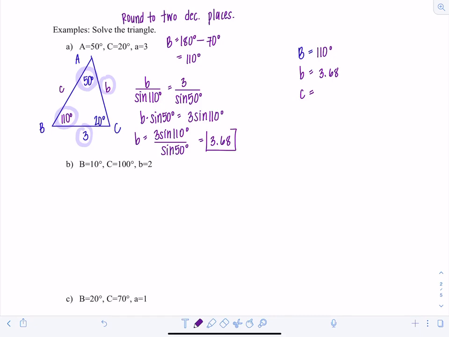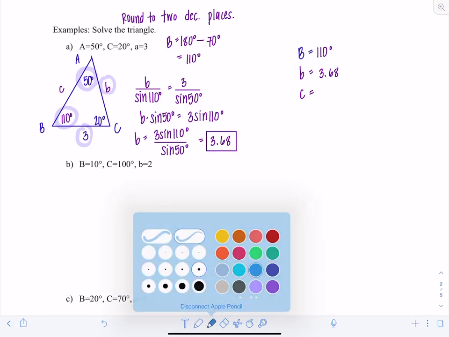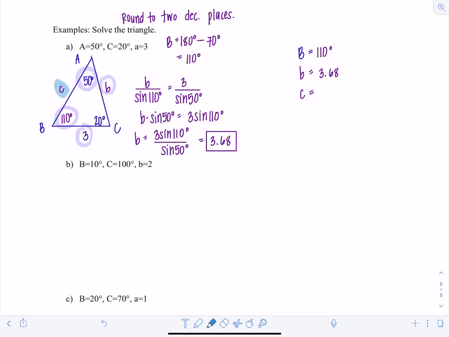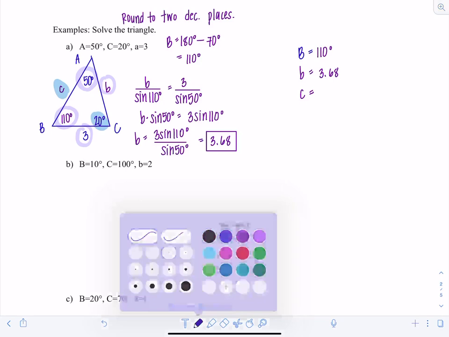Well, I would just use the law of sines again, okay? But for C, notice if I'm missing this side, then I need to have sine of 20 degrees. And then it's up to us. We know what B is, so we could use sine of 110 over B. But because B, we had to round it a little bit, it's safer if we use the given information and just stick with A. And that's good practice, generally speaking. So now let's find C.